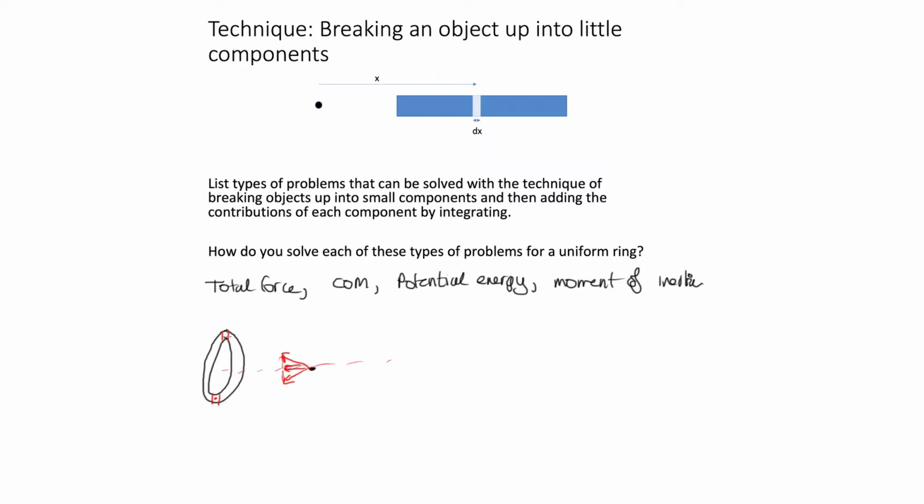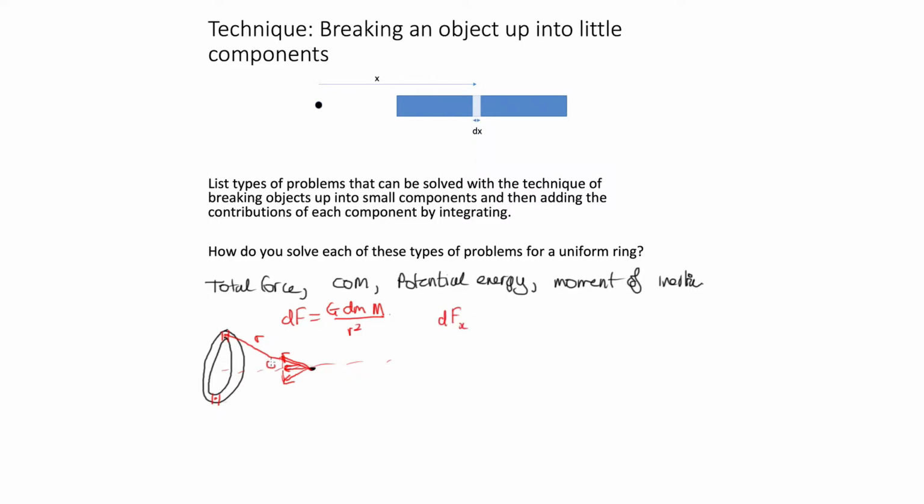So what you do is you'd work out the size of the force from this component, which if it's a gravitational force would be given by F is equal to G times dm, where dm is the mass of this component, times m, this mass here, over r squared, where r is the distance between these two. We call that dF because that's the part of the force just due to this little component.